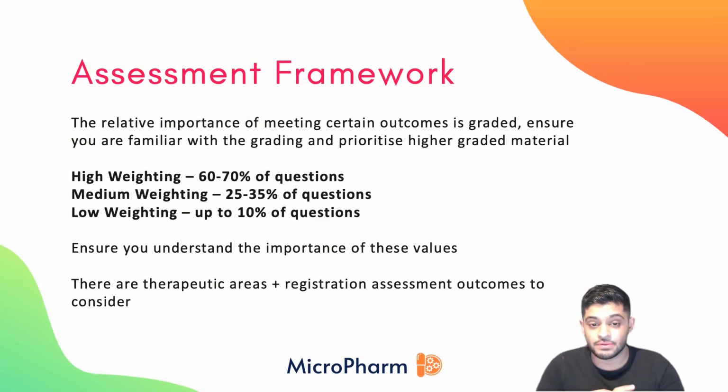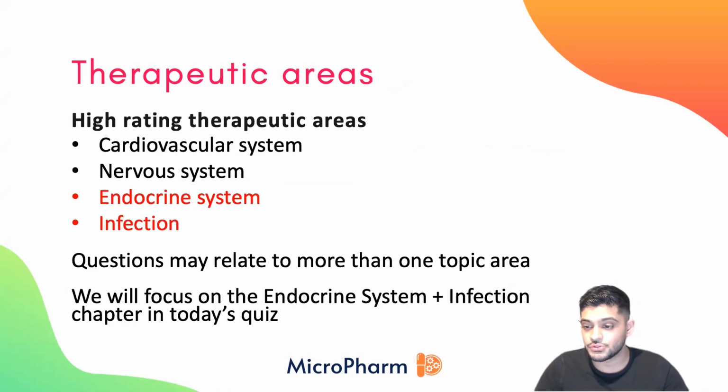With regards to the assessment framework, there's 3 tiers for weighting. There's high weighting, which makes up to 60 to 70% of the questions, medium weighting, 25 to 35% of the questions, and low weighting, which makes up to 10% of the questions. Today, we're going to focus on 2 topics in particular. We're going to focus on the endocrine system and the infection chapter.